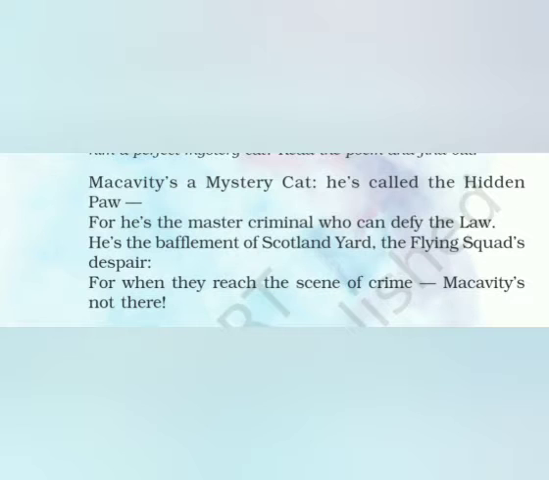So he creates quite a confusion among the police department, among the Scotland Yard, among the flying squad. Two categories of the police. The flying squad are a different branch of the police there in Britain. So these people also are baffled. They are fooled. It seems like they are fooled by the cat because they are not able to find him. So whenever they reach the scene of the crime where something had happened, they would find that Macavity was not there and that he disappeared from the scene.